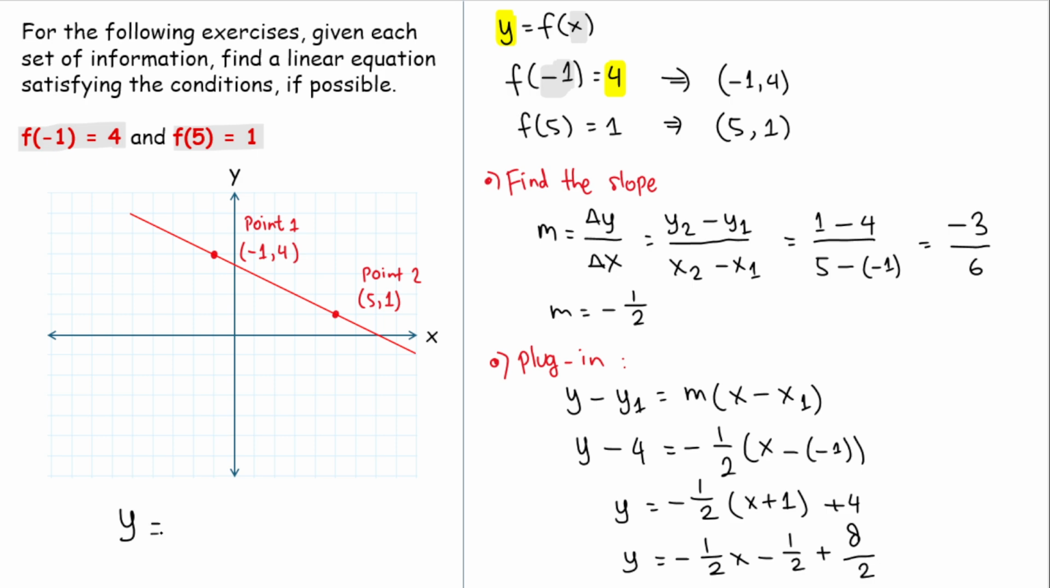So we'll have y is equal to minus 1/2 of x, and then minus 1/2 plus 8 over 2. That will be plus 7 over 2. And that is the equation of this red line here. y is equal to minus half of x plus 7 over 2. Okay, and let's highlight that because that is what we are looking for in this problem. y is equal to minus 1/2 x plus 7 over 2.